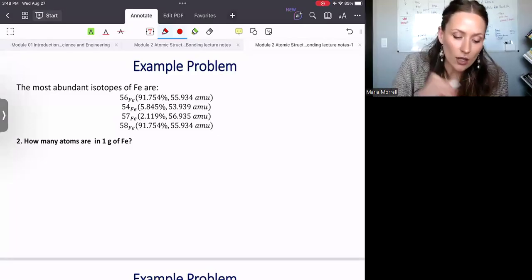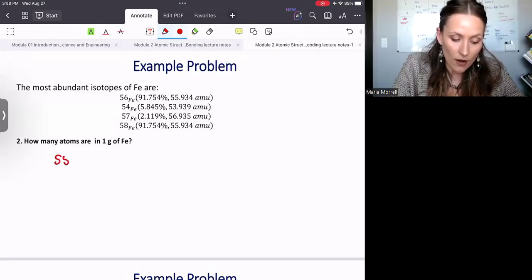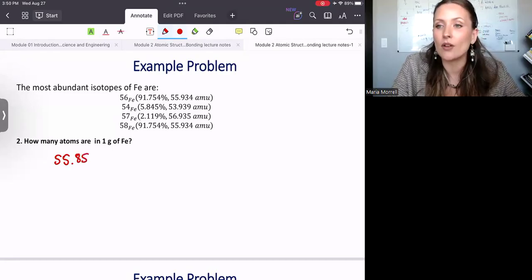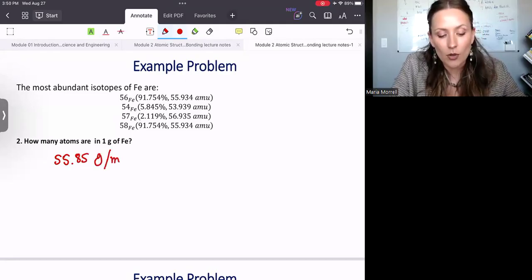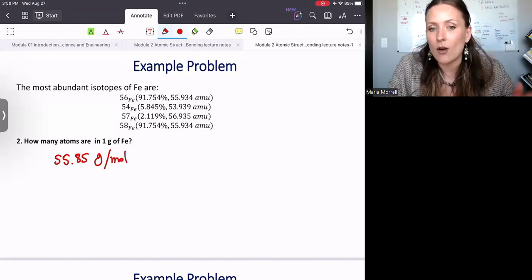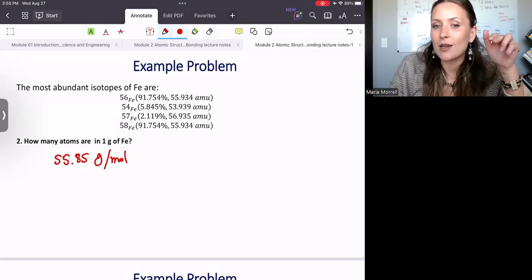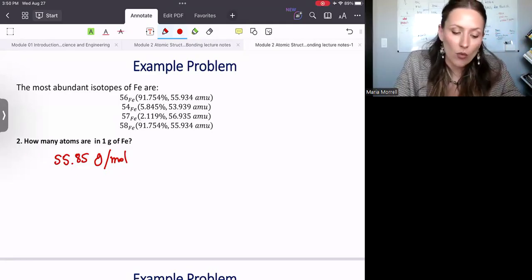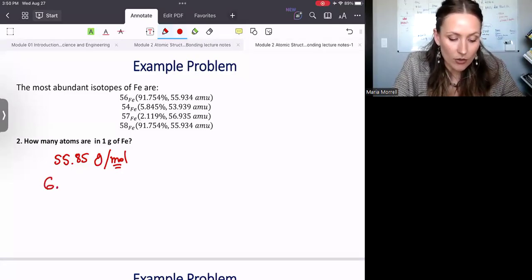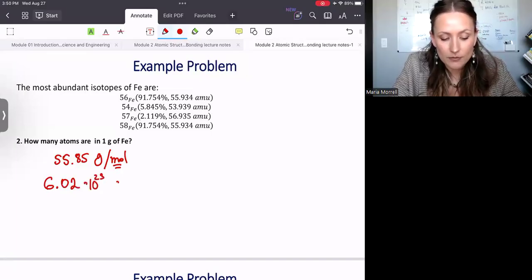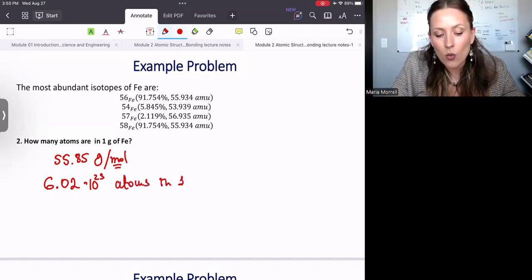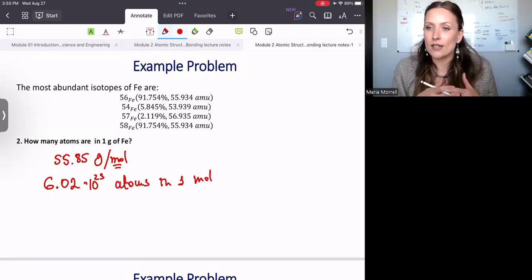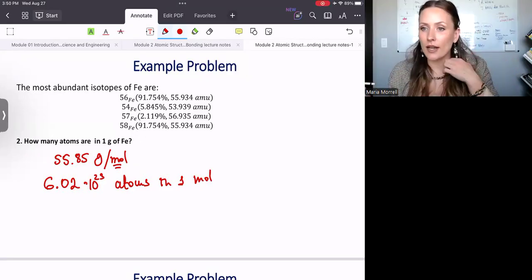Next question. How many atoms are in 1 gram of iron? Okay, so earlier we just found out that the relative atomic mass of iron was 55.85. Again, I'm going with the value from the periodic table, gram per mole, right? Now I need to identify how many atoms are in 1 gram. Well, if this is gram per mole, I'm going to go with Avogadro's number, right? There's going to be 6.02 times 10 to the power of 23 atoms in 1 mole, right? And I know that this is unique for every single element.